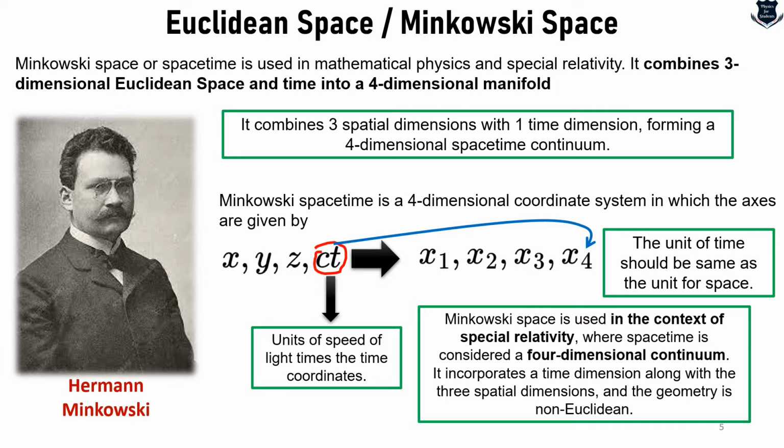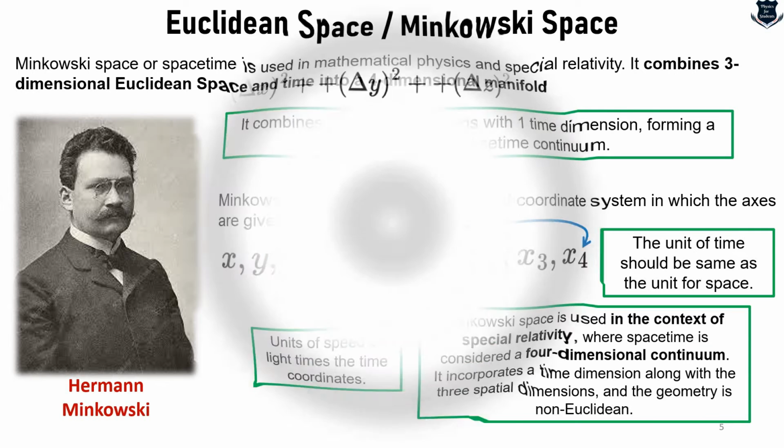So Minkowski space is basically used in the context of special relativity because spacetime is considered as a four-dimensional continuum. It is not a three-dimensional separate space like Euclidean space. So it incorporates the time dimension along with three spatial dimensions, and this geometry is highly non-Euclidean. We will come to why we are using this in the later part of the video. But first of all, let us look into a little bit of mathematical understanding of how this metric would look.